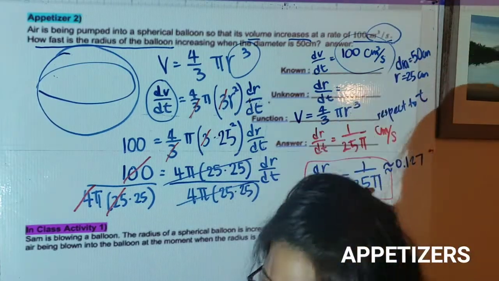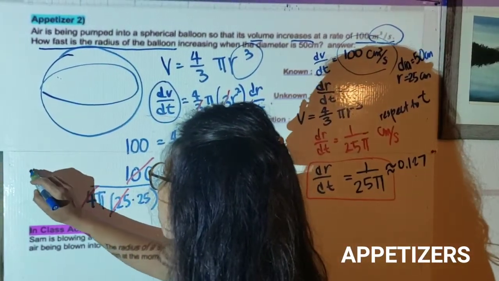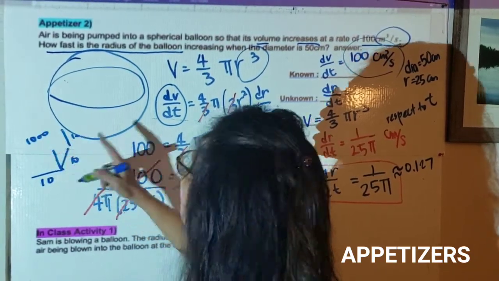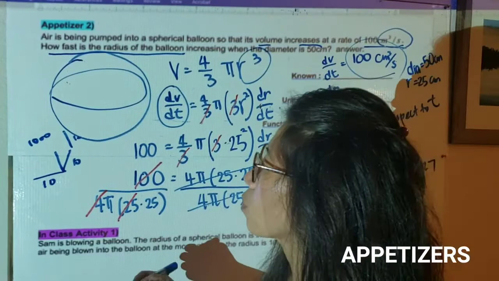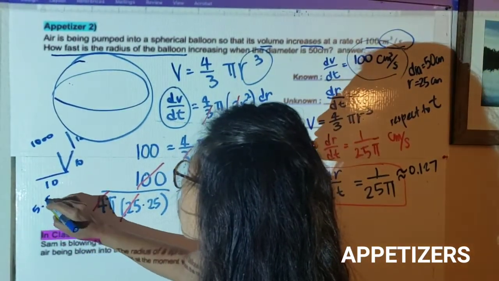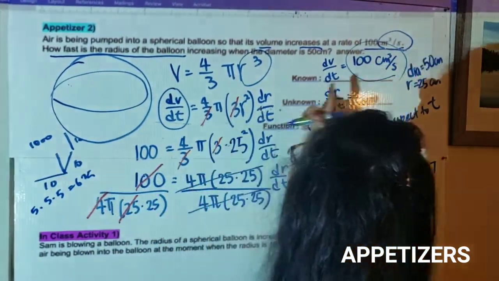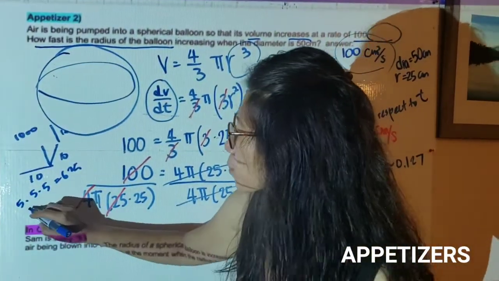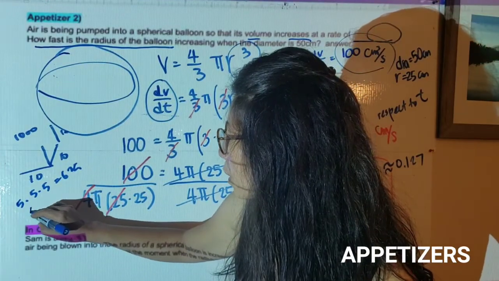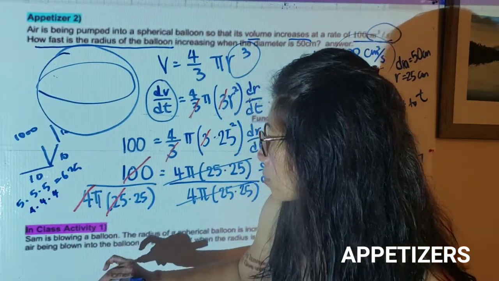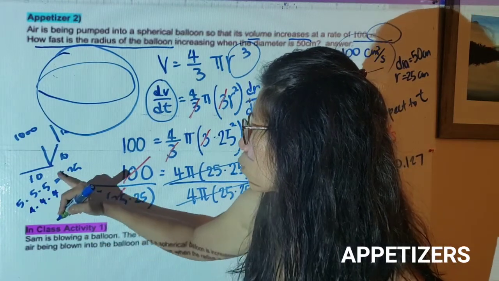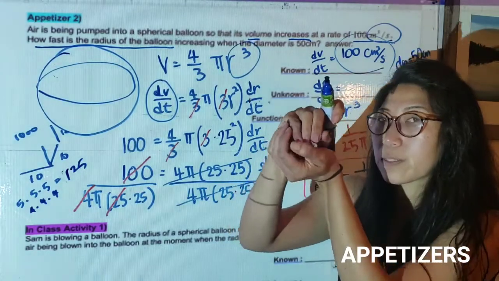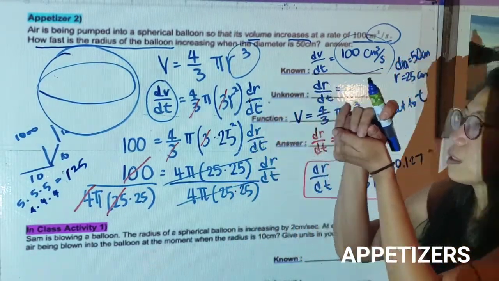But how do I know that? Because if you multiply 10 centimeters by 10 centimeters by 10 centimeters, the volume is already 1,000. But that is only 100. So the ratio means it's going to be even smaller, right? 5 times 5 times 5 is 125. So it's about 5 centimeters by 5 centimeters by 5 centimeters. This much is increasing per second.